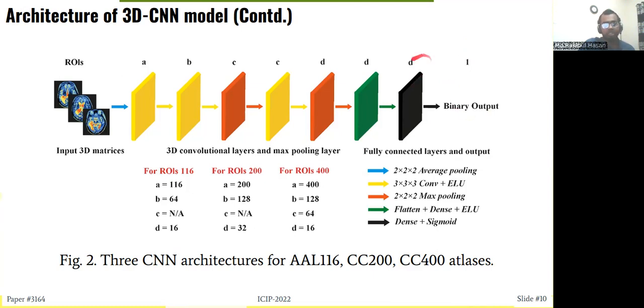And also in the dense layer, we have used ELU activation function. And these are the different filter sizes that are being used in different convolution layers. And if we look here, they are different from each other. Specifically regarding the number of convolutional layers, we can see that for CC400 Atlas CNN, we used an additional convolutional layer having 64 filter size.